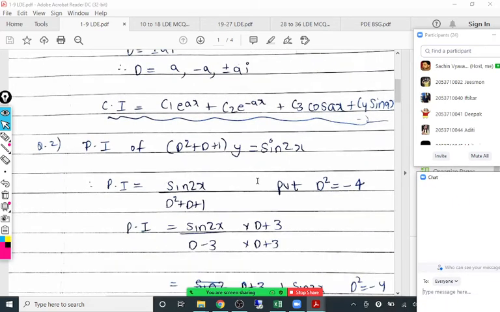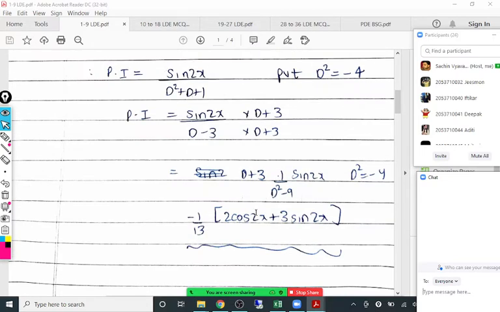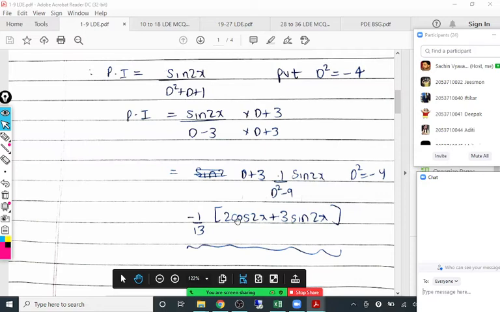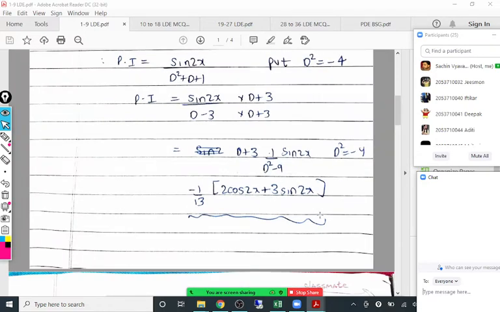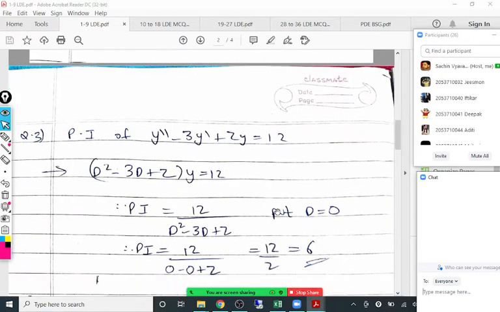Question number 2. Now the PI for sine 2x. Yes, whenever there is a trigonometry term, we replace D square by minus a square. We get a linear term in the denominator, rationalize, and then again we replace the D square. So that's correct, and the derivative of sine 2x is 2 cos 2x plus 3 sine 2x. Everything is fine. That's correct. If you have a doubt, yes, you can ask in between. You can stop me at any time. We'll discuss that solution in detail.